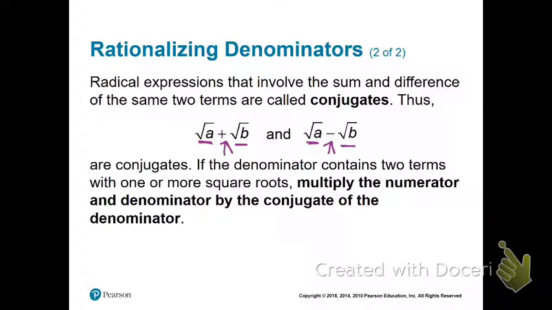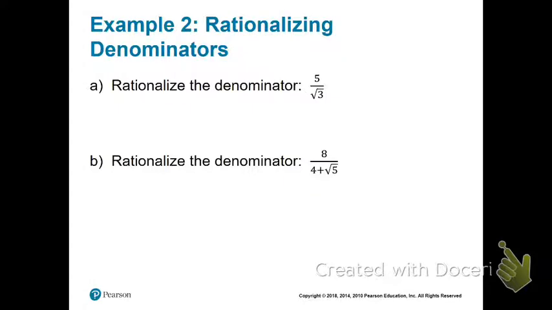If the denominator contains two terms with one or more square roots, we're going to have to multiply the numerator and the denominator by the conjugate of the denominator. So we're going to have to multiply the denominator by its conjugate, and just remember, what we always do to the bottom of a fraction, we have to do to the top.